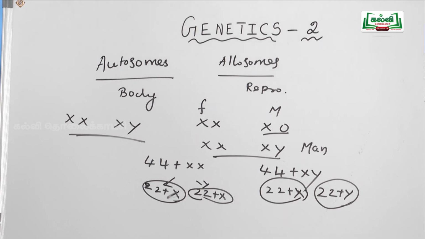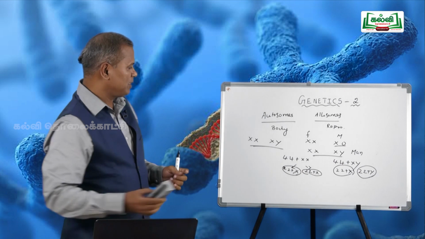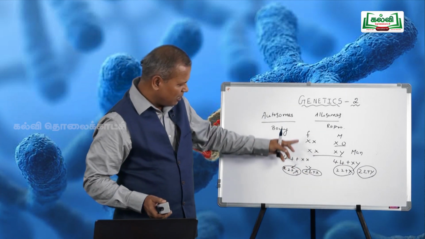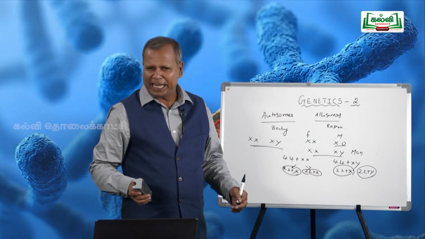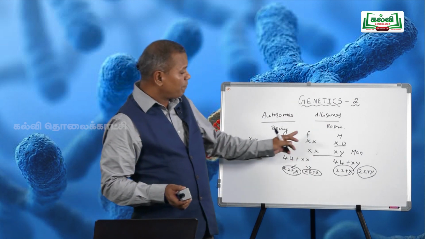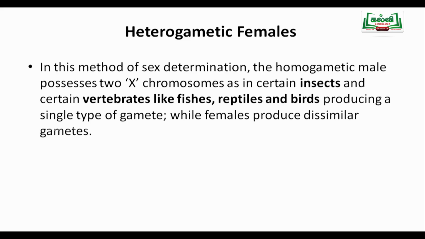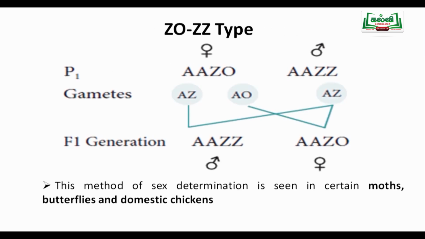The next one is heterogametic females. In the previous cases, females are homogametic in nature and males are heterogametic in nature. But in certain animals, the females are heterogametic in nature and males are homogametic in nature. Heterogametic females are seen in certain insects. See the chart, ZO, Z is a type. This method of sex determination is seen in certain moths, butterflies and chickens.